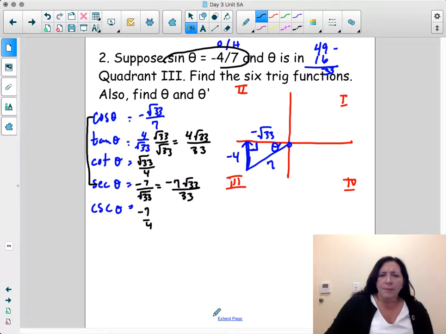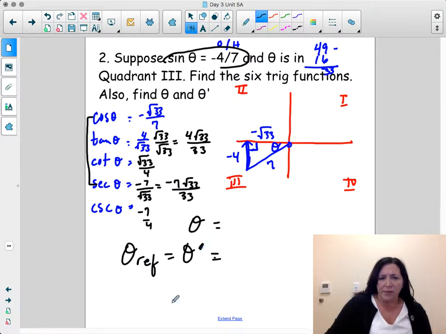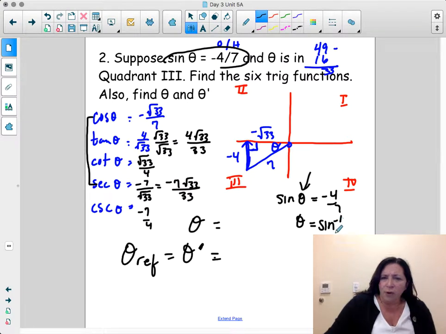Now, couple of things. You're trying to find theta, and you're trying to find your reference angle. Now, keep in mind, this is my reference angle, but we also use this with like a prime. Okay, so in order to find theta, I'm going to use sine. On a sidebar, you're going to start off with sine of theta equals negative 4/7. Then you're going to go, well, theta is equal to arc sine. Remember, I'm trying to find the angle. So I have to use arc sine, parentheses, negative 4 over 7.